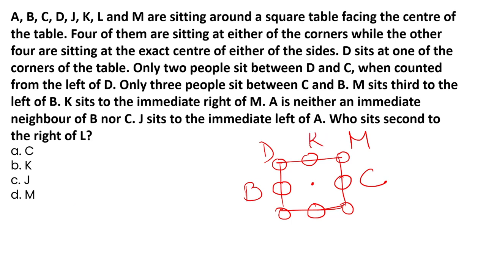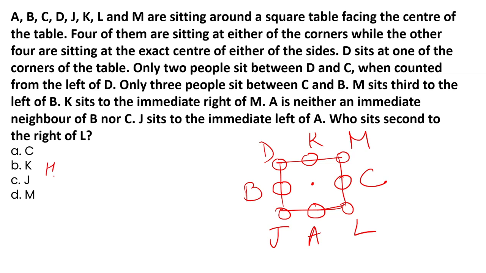So K is here. A is neither an immediate neighbor of B nor C. So A cannot be the immediate neighbor of B or C, so A can only be here. Only one space remaining is this one, so A is here. J sits to the immediate left of A. Left of A, so J will be here. The remaining space is for L, so L is here.